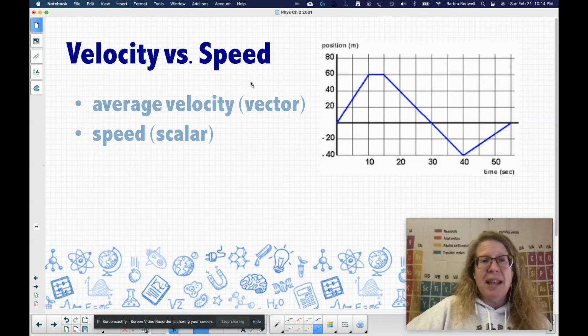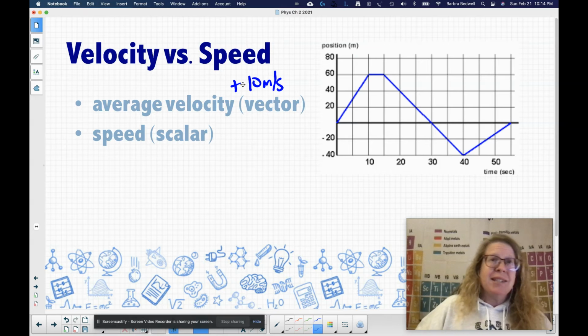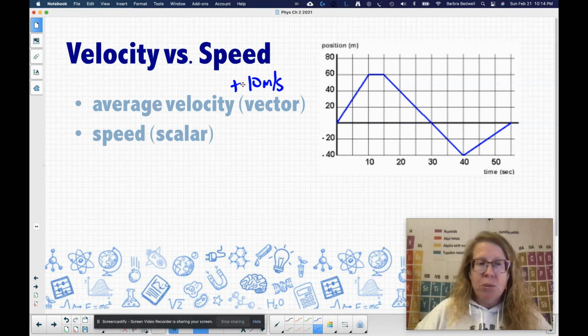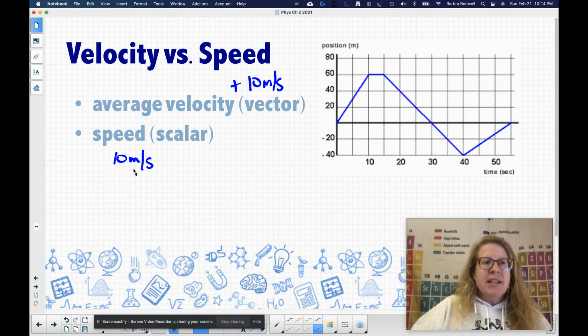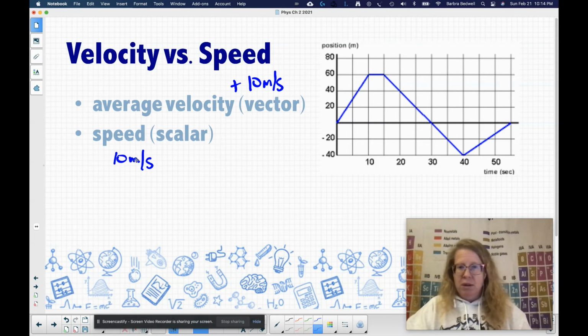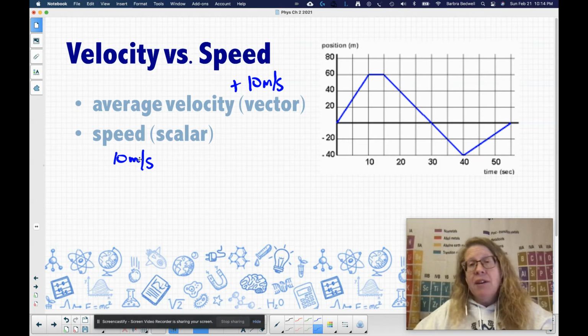So you could say something like 10 meters per second, but you'd have to say which way. You would either say positive 10 meters per second if you just want to do positive, negative, or maybe you'd say 10 meters per second to the north. Those both work. Speed is just simply the number. Speed is actually the magnitude of a velocity vector. They're really, really similar to each other. Like I said, in common everyday English, we use these two words almost interchangeably.